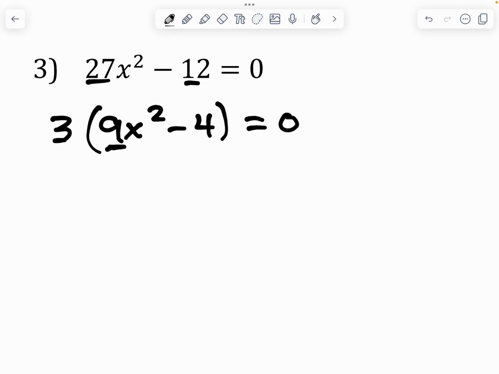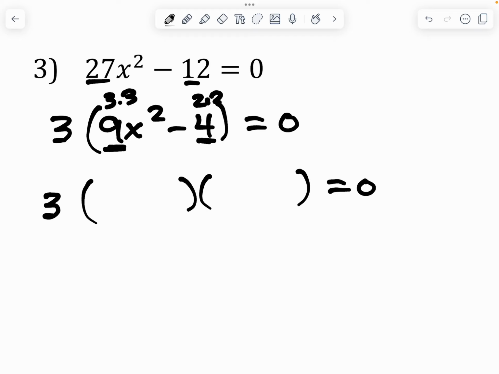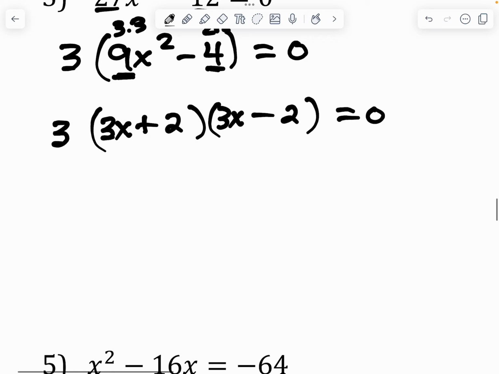Well, we've got to factor it again because 9 is a perfect square, which is 3 times 3, and 4 is also a perfect square, which is 2 times 2. So we're going to have 3, and the difference of two squares is two factors, one positive, one negative, 3x plus 2, 3x minus 2. Set each factor equal to 0.